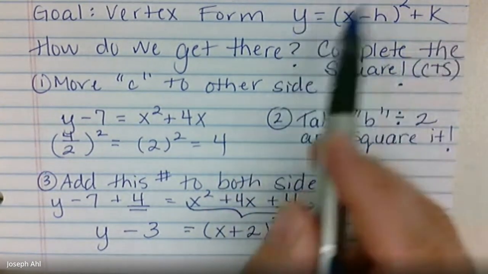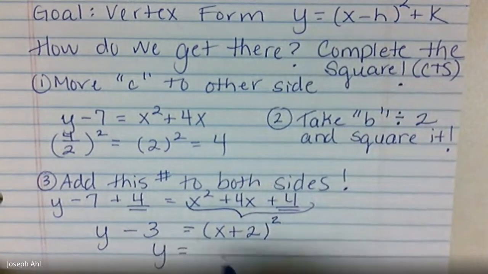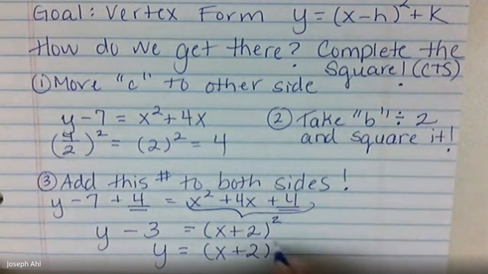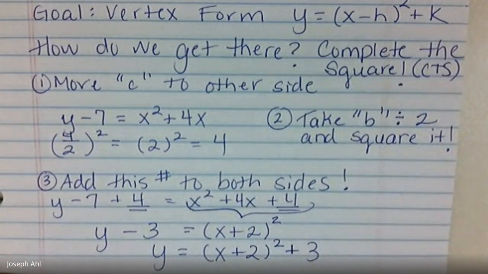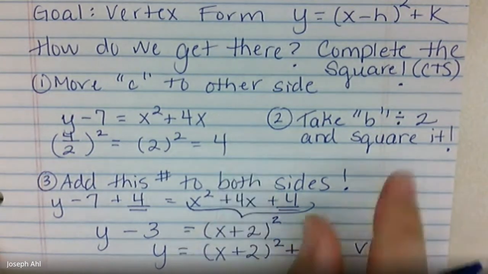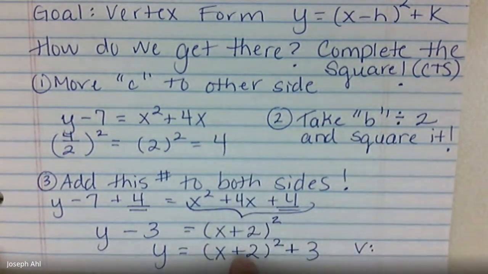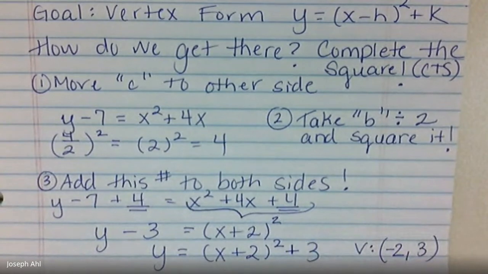In vertex form, we want y to be alone. So add the 3 to the other side. y would equal (x plus 2) squared, and then plus 3. And this is now in vertex form. So if I asked you, where is the vertex? Where does that turning point occur? The parabola got shifted to the left 2, and then up 3. So the turning point for that parabola is at negative 2, 3.